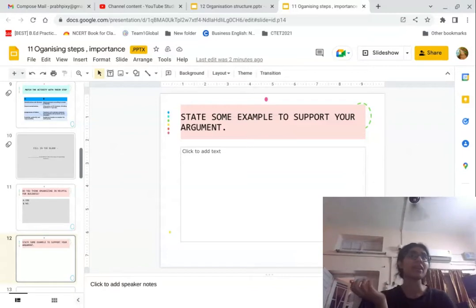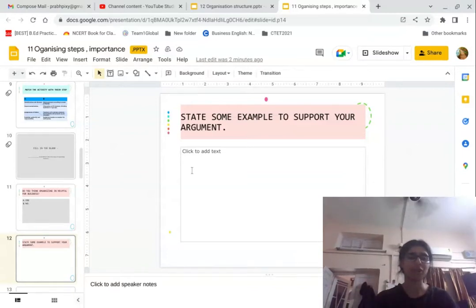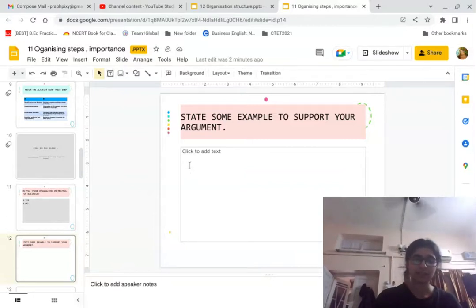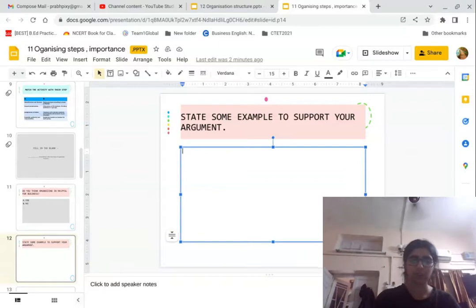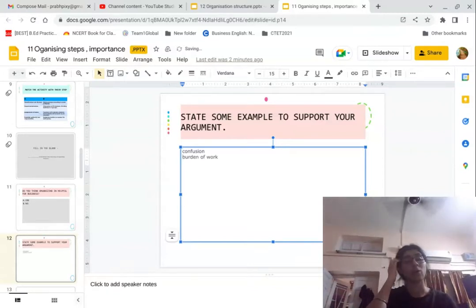If there is no organizing, what will there be? Very good. There will be a lot of confusion. Great, class. Then a burden of work, because as it will not be divided, there can be chances that only one person is doing the whole work. What else can we say, class? Very good. It lacks clarity of work.